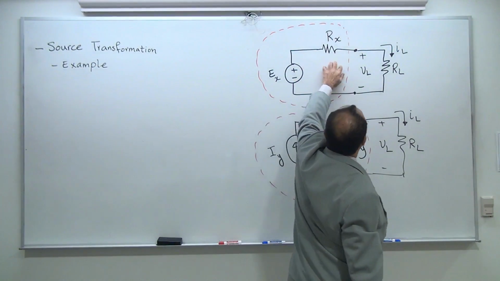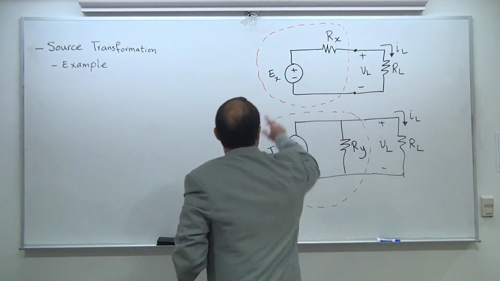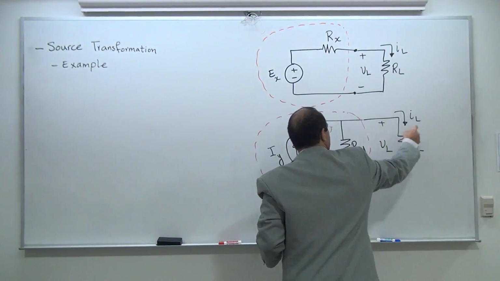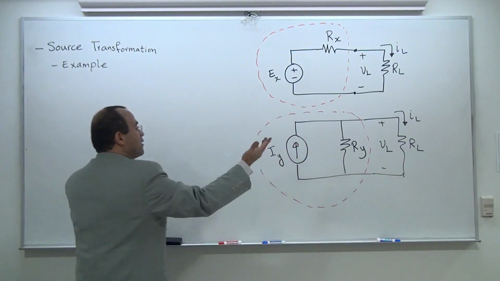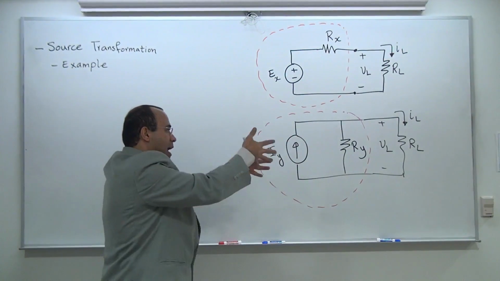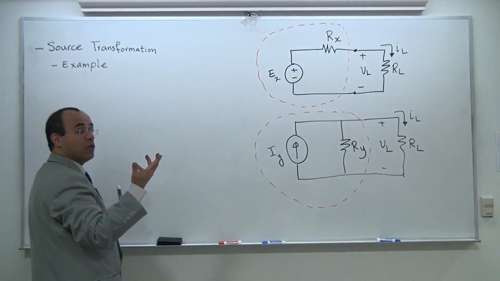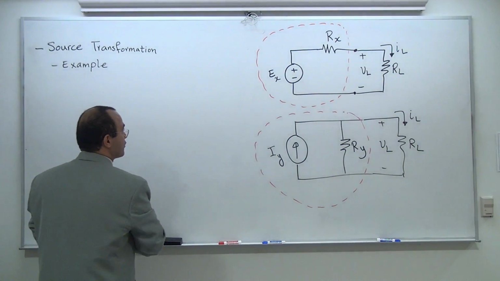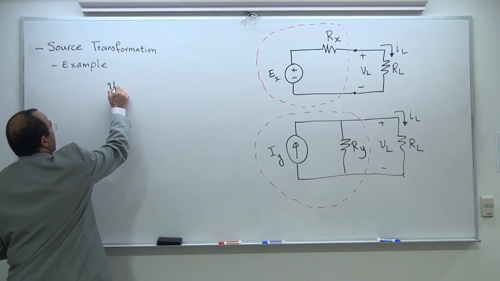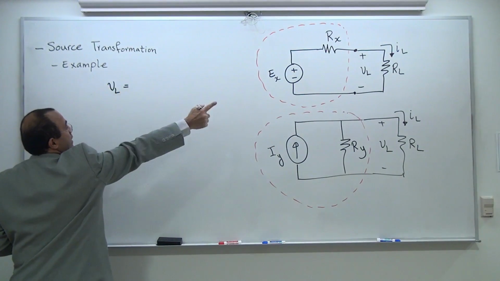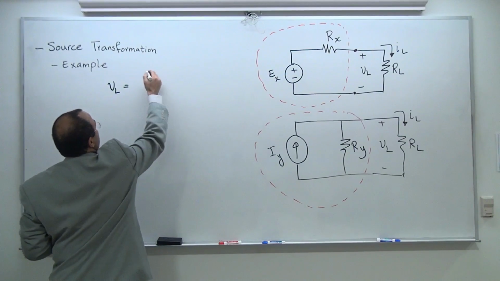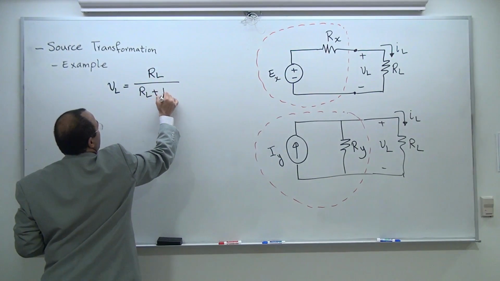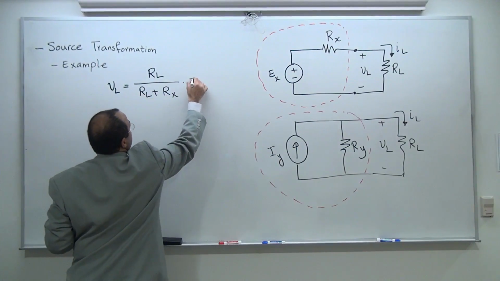So let's begin solving this, finding VL and IL from this circuit, and finding VL and IL from this circuit. Obviously VLs have to be the same, ILs have to be the same, and that's how I'm going to say these two circuits are behaving the same in the presence of the demands. So let's take a look at VL. VL is going to be, it's the voltage divider. It's going to be RL divided by RL plus RX times EX.